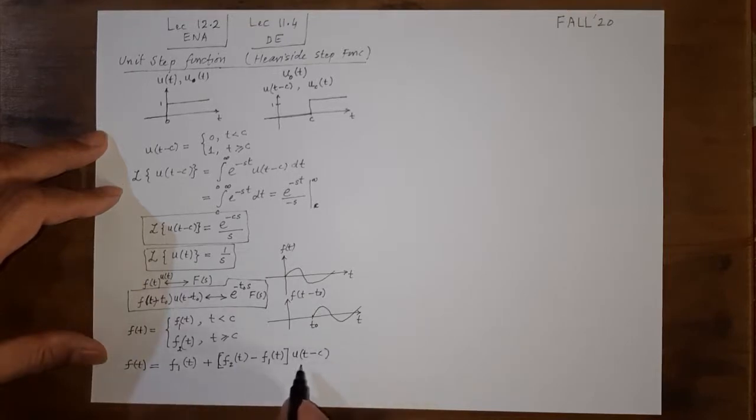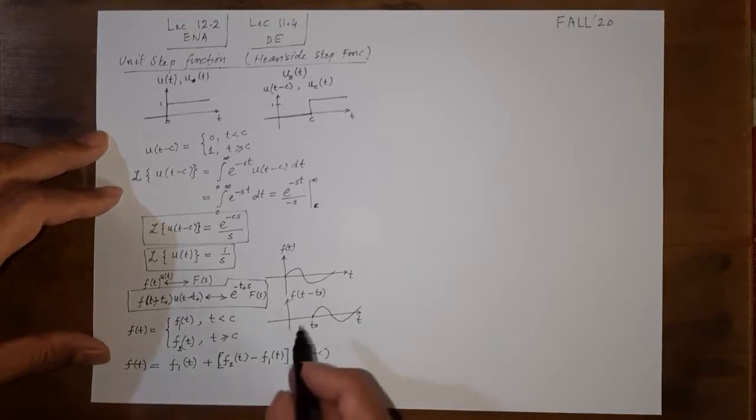Now you can see before t is equal to c, this thing is 0. So this whole thing becomes 0, and f(t) is equal to f1 of t, which is the case here before t is equal to c, less than c. And after c, this thing is 1. So f1 of t gets cancelled, and we are left with f2 of t. And you can see that this is an elegant description, a single straight expression for describing f of t.